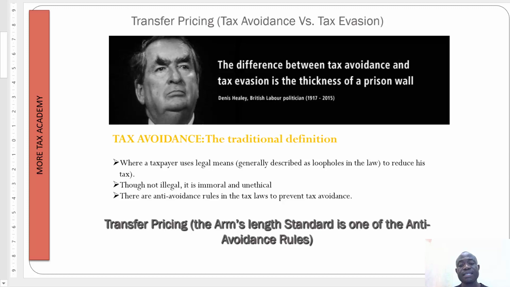A British politician said that the difference between tax avoidance and tax evasion is the thickness of the prison wall. What he's trying to say is that with one, if you commit the offense, you will not go to prison. The other, if you commit it, you will go to prison. So whereas with tax evasion you will go to prison, with tax avoidance you are likely not to go to prison. And so what is tax avoidance? We are saying that where taxpayers use legal means, though it is unethical, to reduce their tax liabilities, that is tax avoidance. And we are saying that it is legal.